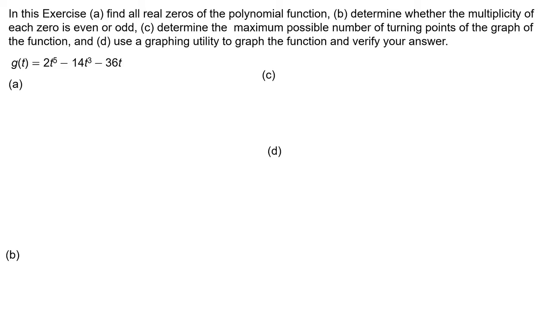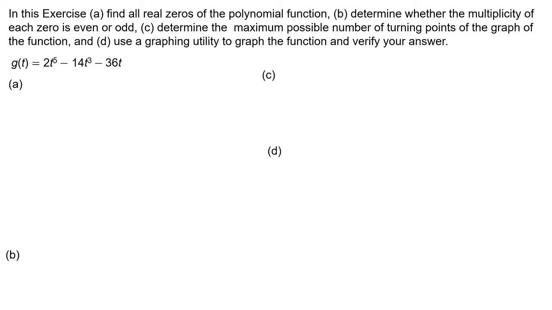In this exercise, Part A, find all real zeros of the polynomial function. Part B, determine whether the multiplicity of each zero is even or odd. Part C, determine the maximum possible number of turning points of the graph of the function. And Part D, use a graphing utility to graph the function and verify your answer.